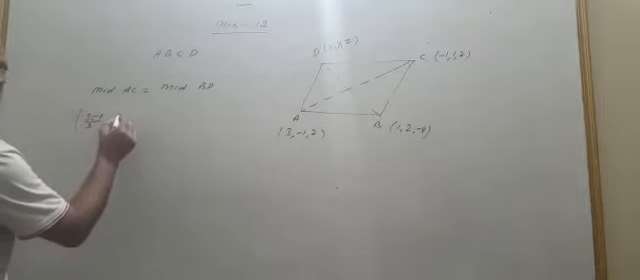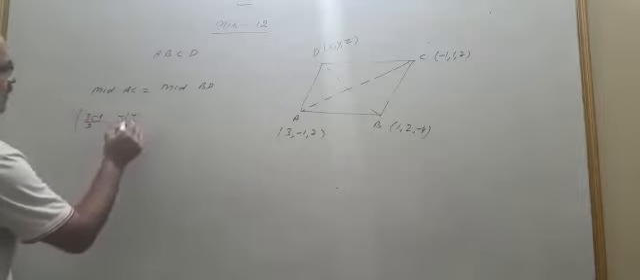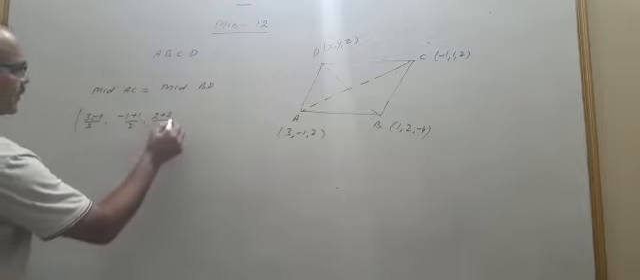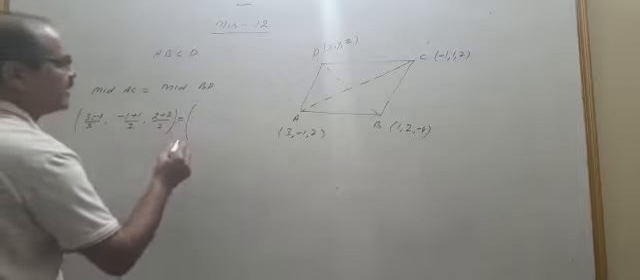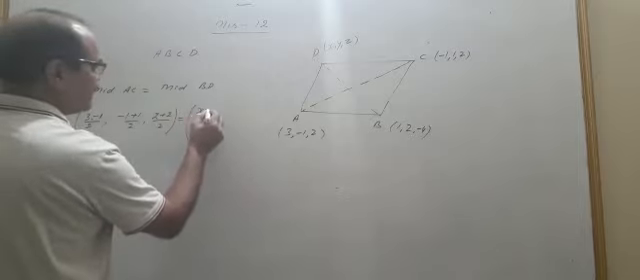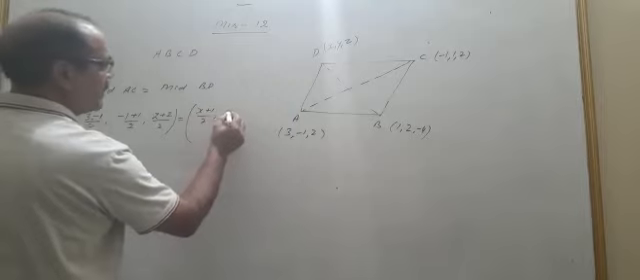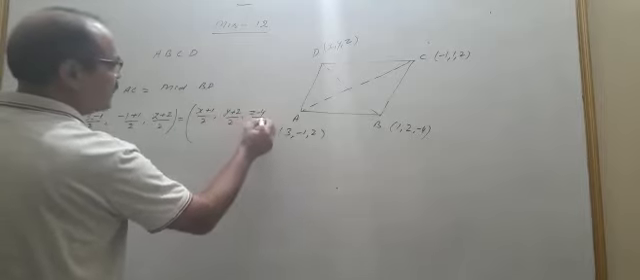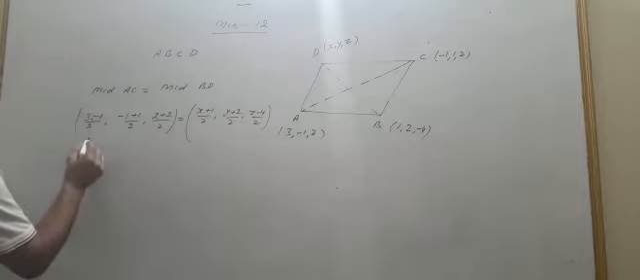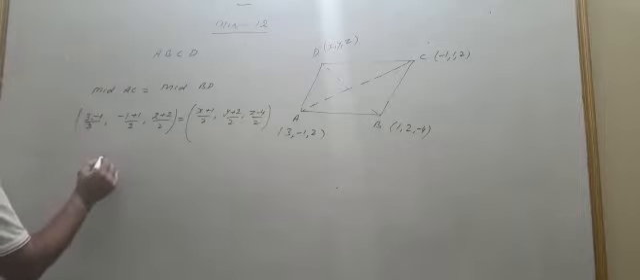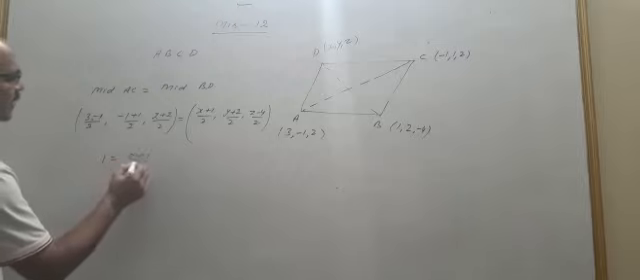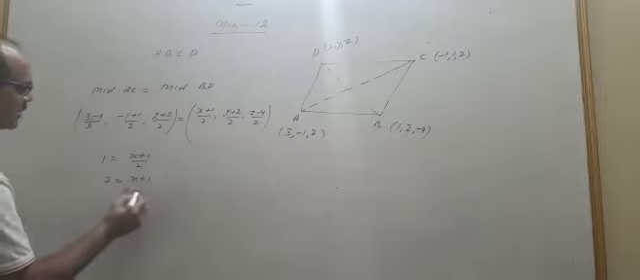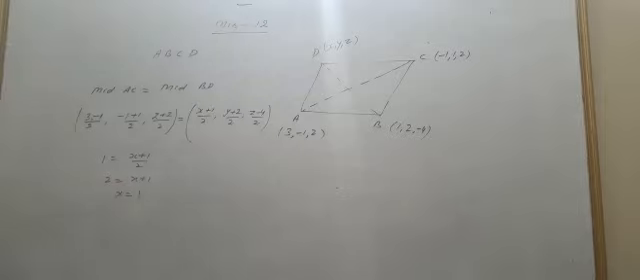3 minus 1 by 2, minus 1 plus 1 by 2, and 2 plus 2 by 2 is equal to the midpoint of BD. BD that is (x plus 1)/2, then (y plus 2)/2 and then (z minus 4)/2. Now comparing this, 1 is equal to (x plus 1)/2, therefore 2 is equal to x plus 1. So what is x? That is equal to 1. So this is the value of x.